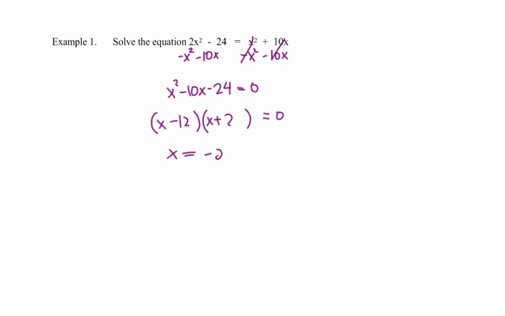Negative 2 and 12. So we figure, okay, if a times b equals 0, then either a equals 0 or b equals 0. Right? So what x value would make this 0? A positive 12. What x value would make that 0? A negative 2. Life's good? All right, moving on.